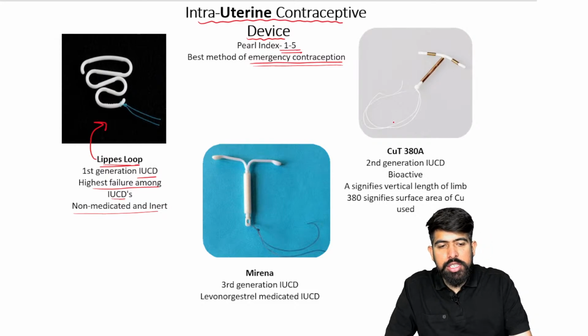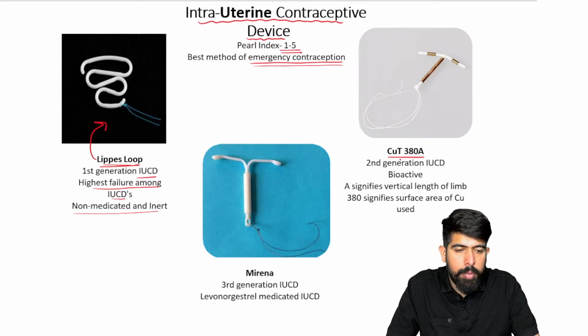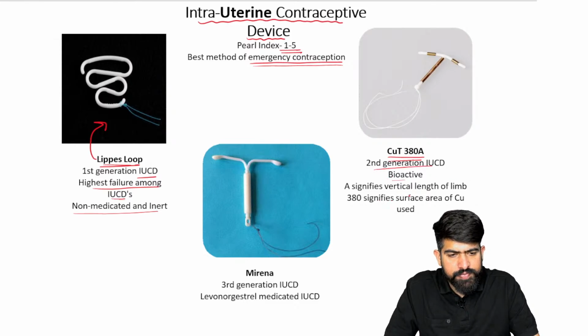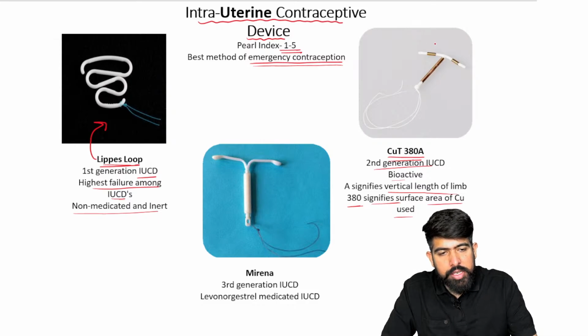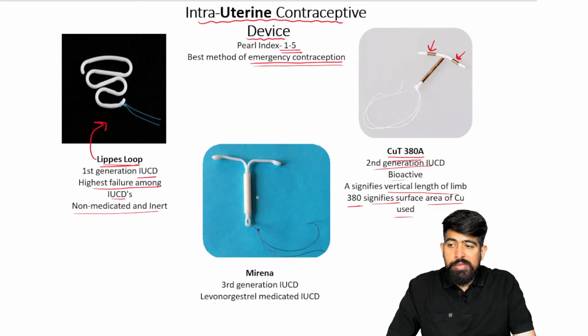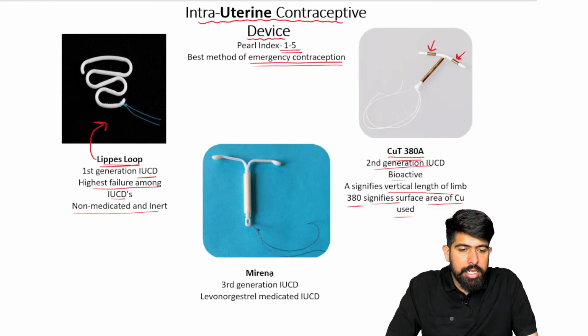Then we have the second generation. In the second generation, we have the Copper T 380A. This is a second generation, bioactive IUCD, with a significant vertical length of the limb, and a significant surface area of copper is used. If copper is used on the arms also, it is known as the Copper T 380A. And the last, the third generation, which you are seeing here, is the Mirena.